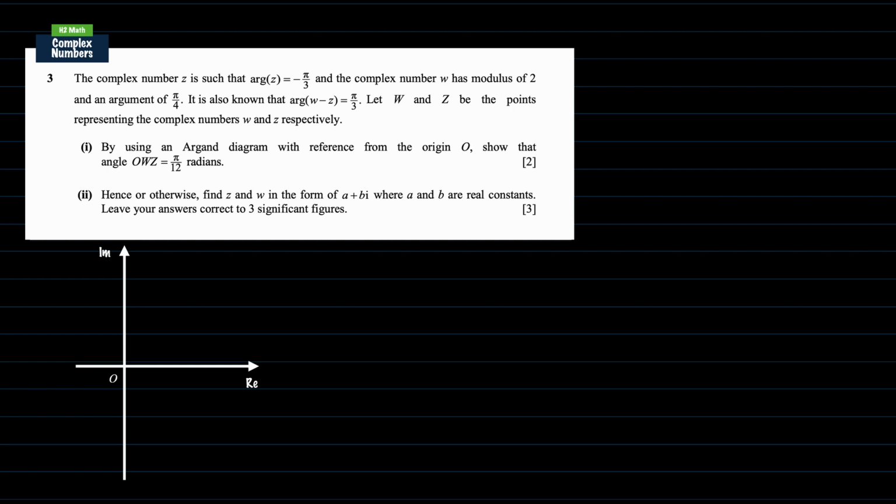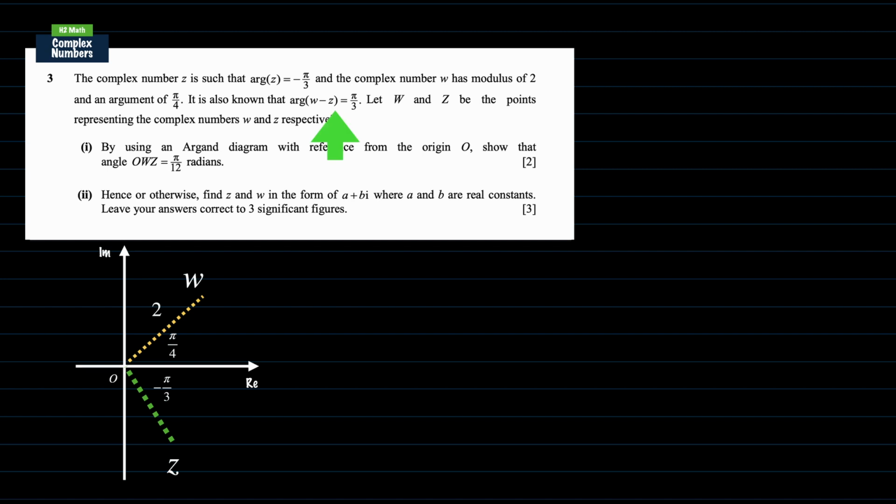So since Z has an argument of minus pi over 3, this will be in the second quadrant as it is measured from the positive x-axis in a clockwise direction. Now W has an argument of a positive pi over 4, so we can place it in the first quadrant, which is anti-clockwise from the positive x-axis and with a modulus of 2.